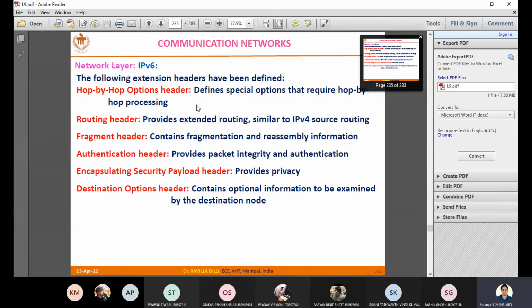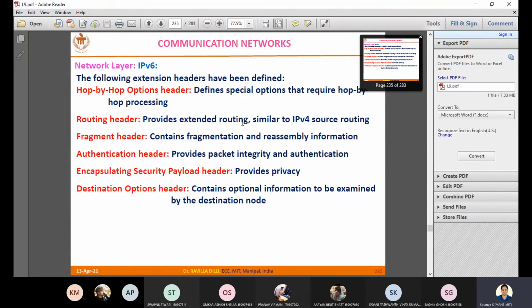Okay, next these are the extension headers that may be there. Hop by hop options header. It defines the special options that require hop by hop processing. That means at every hop the data will have to be processed in some manner. Routing header. It provides extended routing similar to IPv4 source routing. That means if it already knows which path it has to consider, which path it has to go by, then it would be given in this particular header.